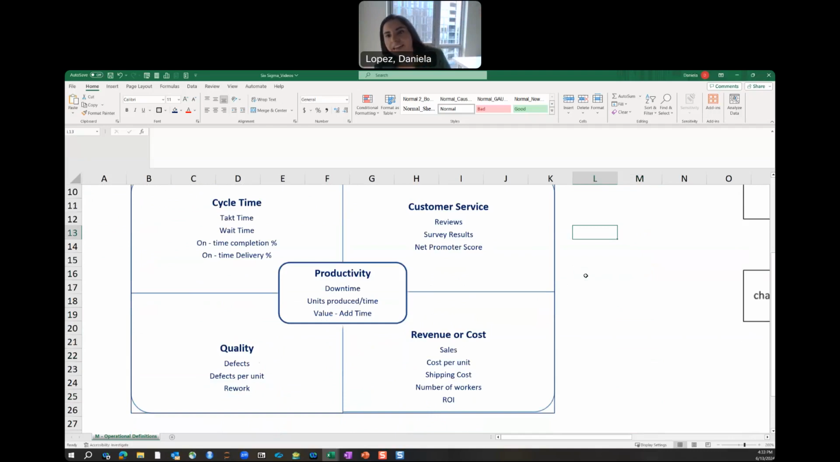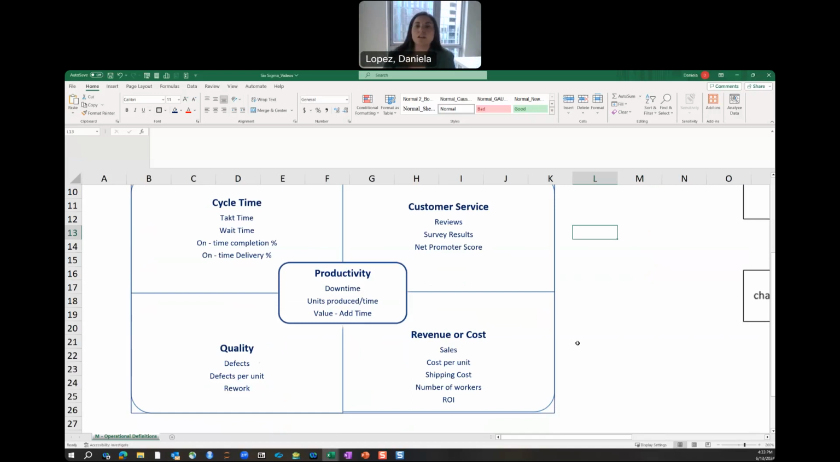How many errors did we end up having? Did we have those per unit? Did we have them as a whole? It depends, right? Are those defects causing any rework that we're doing? From a productivity component, is there any downtime? Is there anything that we're not doing in between? Are there units of production and time, value added time?